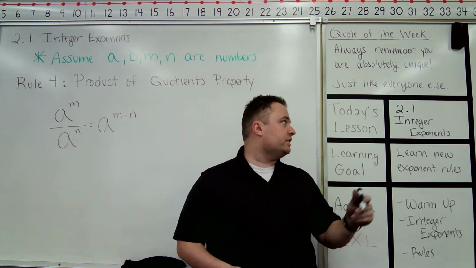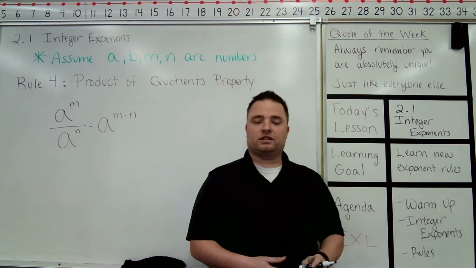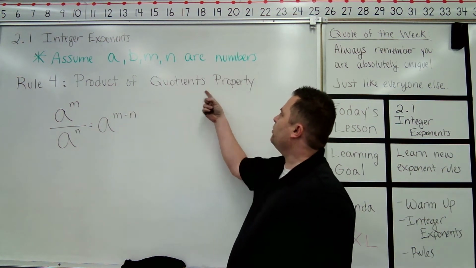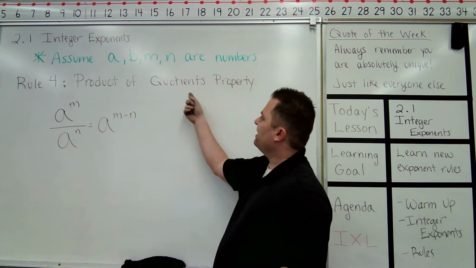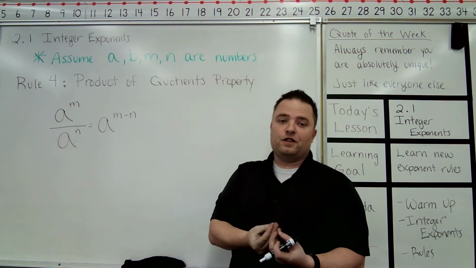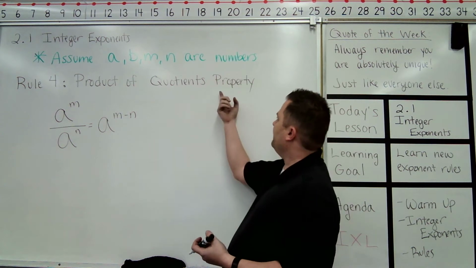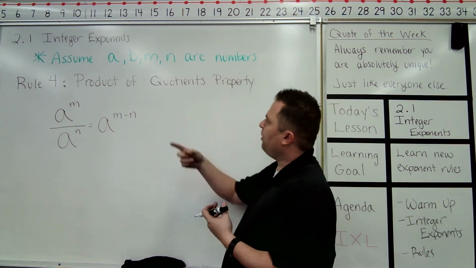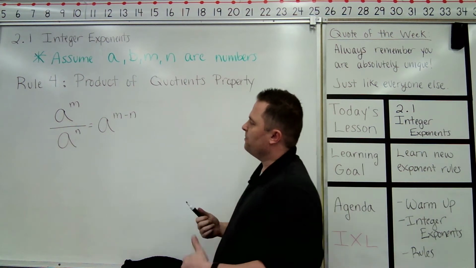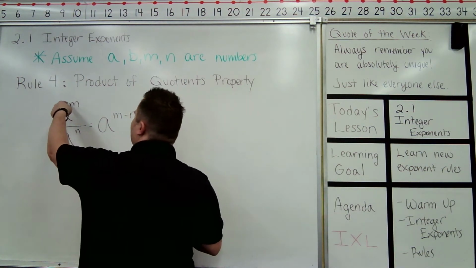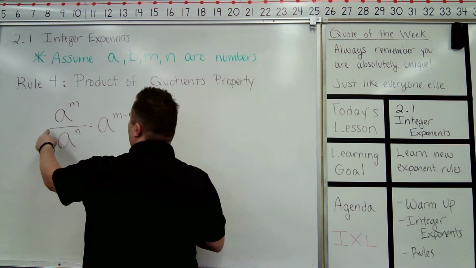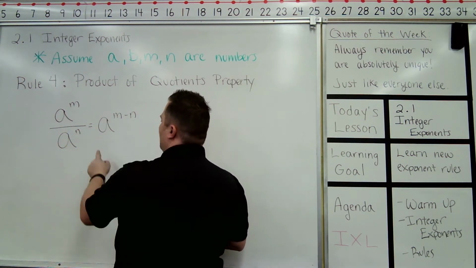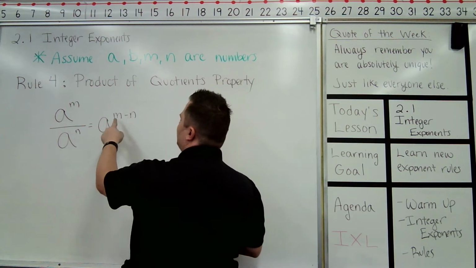In this video, we're still on 2.1, the integer exponents, but this time we're talking about rule 4, the product of quotients property. Remember, quotients is a way of saying the result of a division problem. And this property means we're able to rewrite it. What the product of quotients property says is a to the m divided by a to the n, I'm allowed to rewrite this as a to the m minus n.